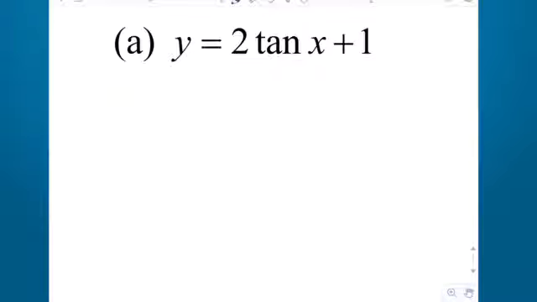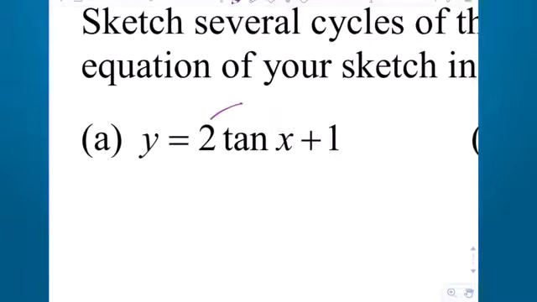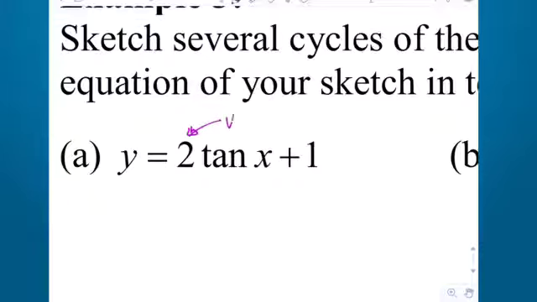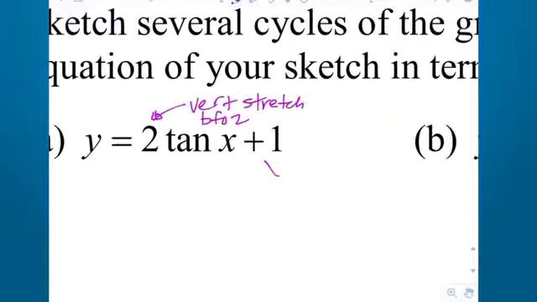All right, so let's talk about what each of these are going to do. The 2, it's not the amplitude anymore, but it's still going to be a vertical stretch by a factor of 2. So the graph is twice as tall. And the +1, is that inside or outside the angle? Is that a B value or a C value or a D value? It's a D value. Yeah, if it were meant to be inside, it would have to have parentheses. So that's a D value, so that's just going to be up 1.